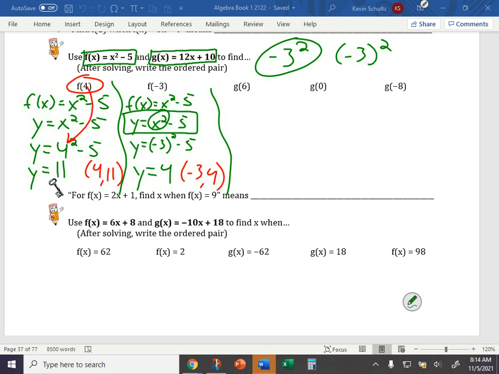Just for space reasons, let's go to g of negative 8, the far one here. Which equation am I using now? The g equation, right? Because it says g of negative 8. This notation says that when x is negative 8, it wants to know what y is. So I go to my g of x equation, which is 12x plus 10. I remind myself that g of x, just like f of x, really means y. That's what I'm solving for. And so in for x goes negative 8. And what does y equal? Ellen?